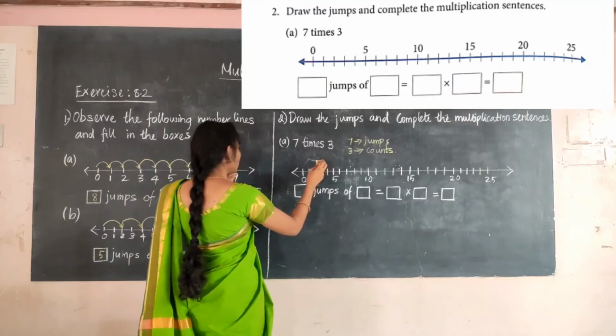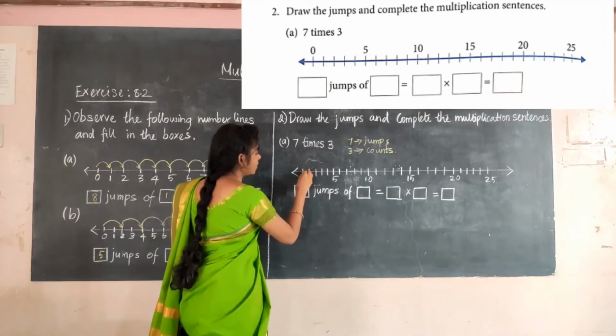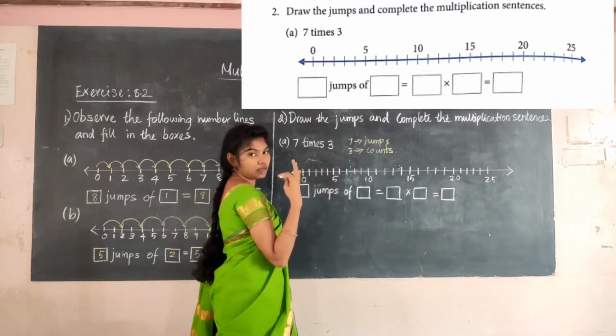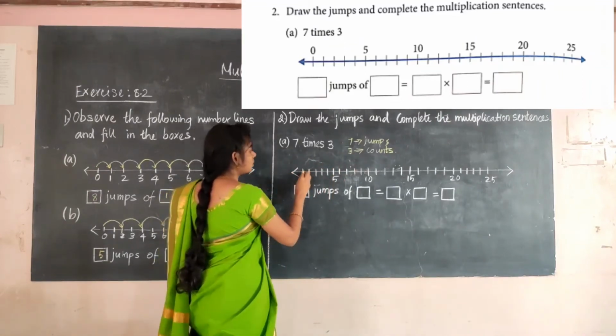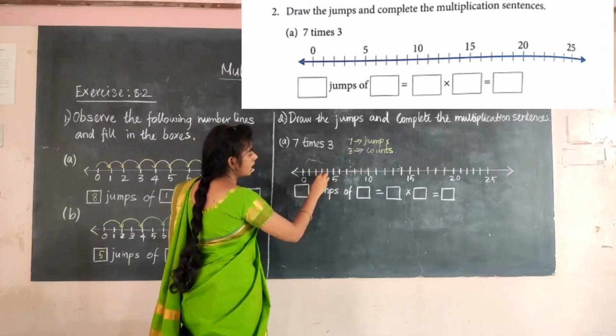So where do we have to start the jump? We have to start right from 0. So the count will be 3, and there are 7 jumps. So the count is 3. So this is 1, and this is 2, and this is 3.